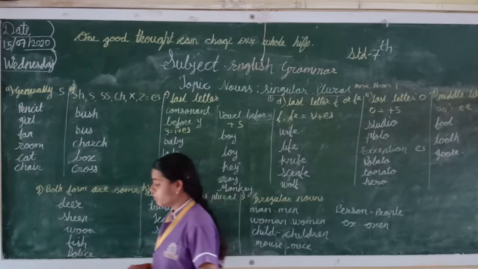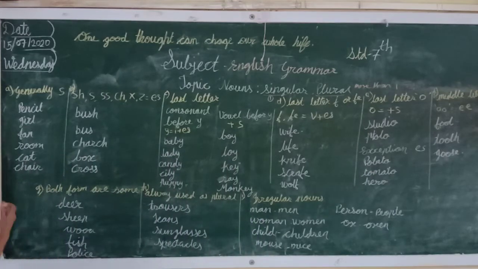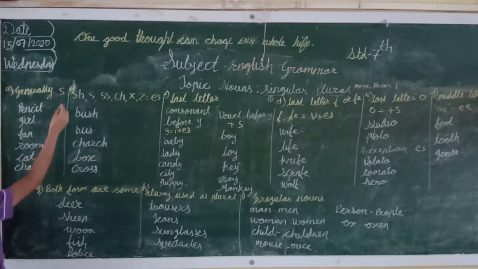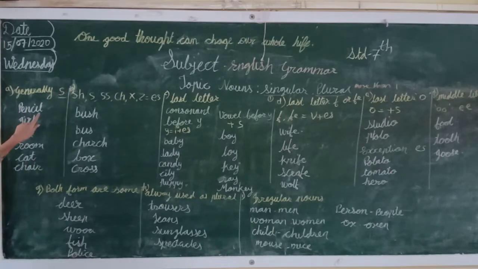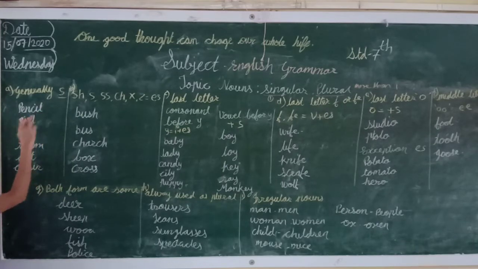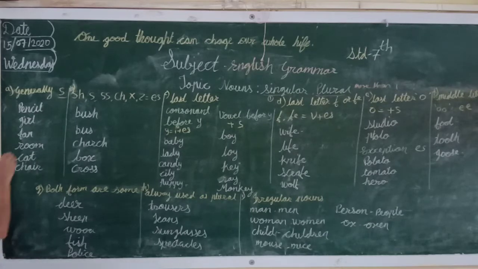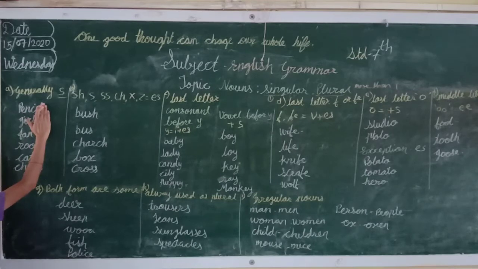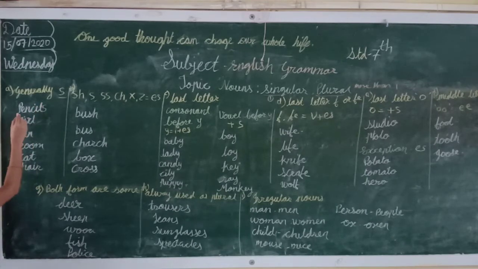When you want to make the singular into the plural, generally we use s. What do we use generally? S. Just we put it here, it means it is converted to a plural. Here I have pencil. Here there is no s, so it is a single pencil. Then I have written s, so pencils means many pencils. Singular pencil and plural pencils.